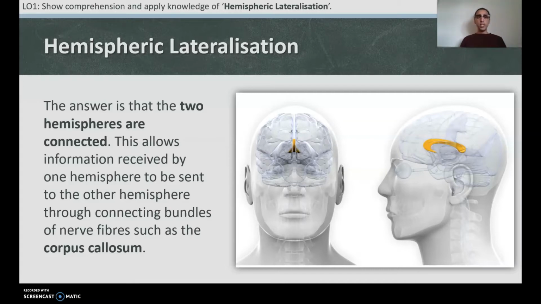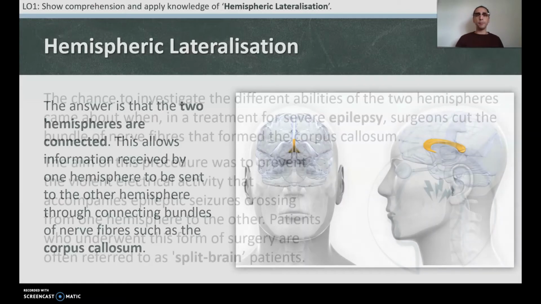This allows information received by one hemisphere to be sent to the other hemisphere through connecting bundles of nerve fibers such as the corpus callosum. So the corpus callosum is the name of the nerves that connect the left side and the right side. If you see from the image with the bit on the left, you can see the majority of the brain is actually split, but there is a bit in between that is connecting, which is called the corpus callosum. There are other nerve fibers as well, but the corpus callosum is the main nerve fiber area which connects the two sides of the brain.